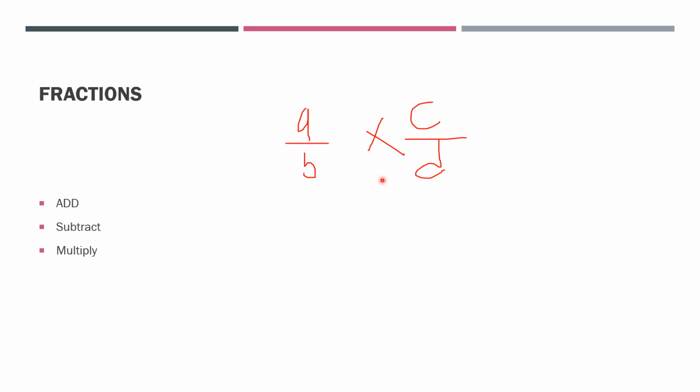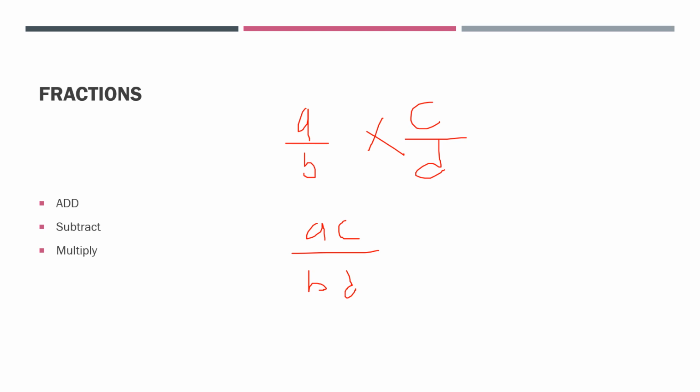That's as easy as it is when you multiply. So your answer is going to be AC, because it's going to be A multiplied by C, all divided by the denominator, which is going to be B multiplied by D. So the multiplication, that is how easy it is.